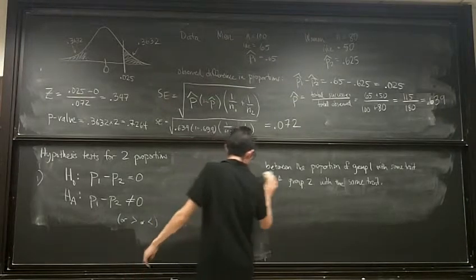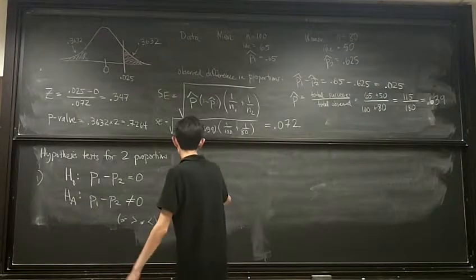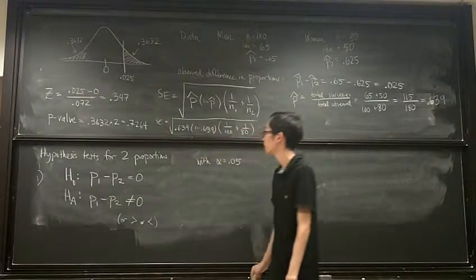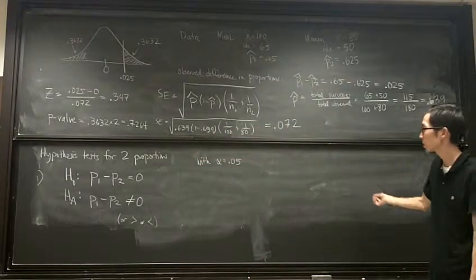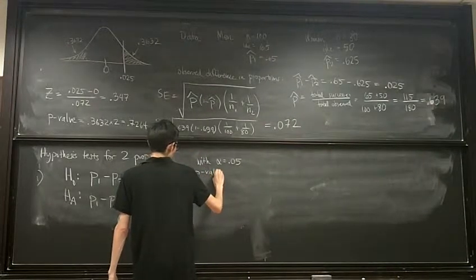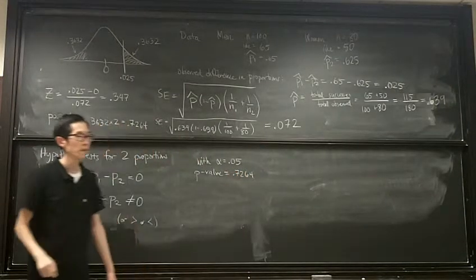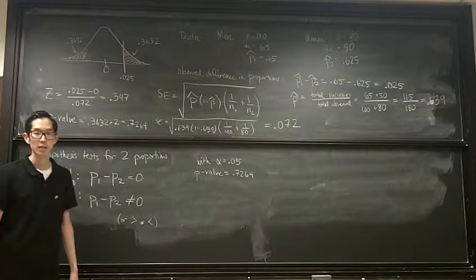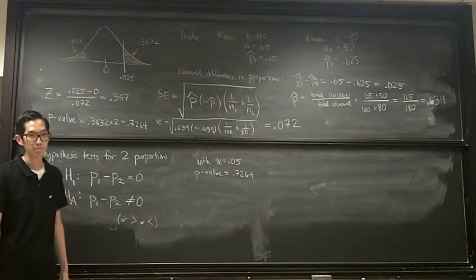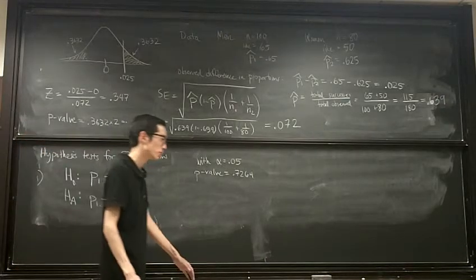Let's say we pick alpha as 5%. Alpha 5%, what does this mean? And my p-value is 0.7264. So what do I do with the null hypothesis? Reject or not reject? Okay, the p-value is bigger. I do not reject.